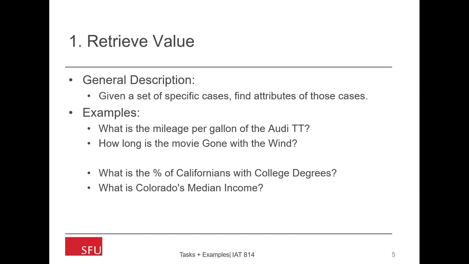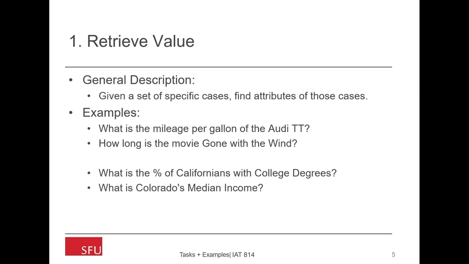The first one that we have is called retrieve value. The way in which retrieve value works is simply, given a set of specific data cases, find attributes of those cases. And those are very straightforward things. So for example, from the car data set, one of the standard toy data sets out there: what is the mileage per gallon of the Audi TT? Or how long is the movie Gone with the Wind?